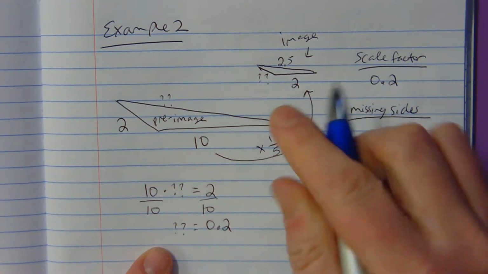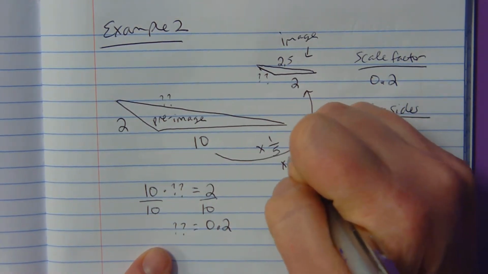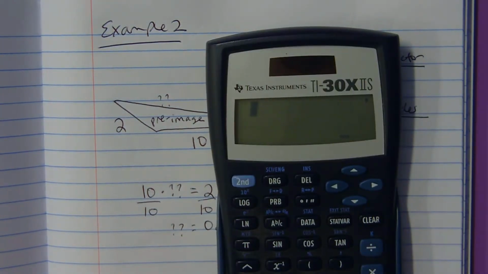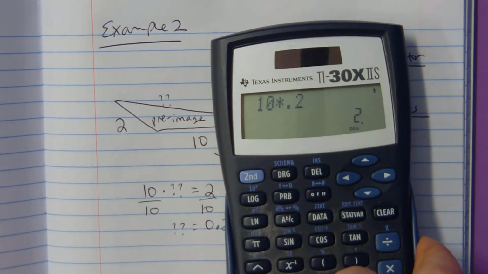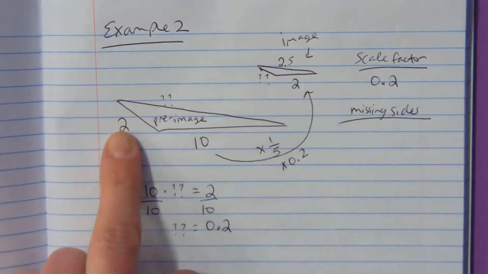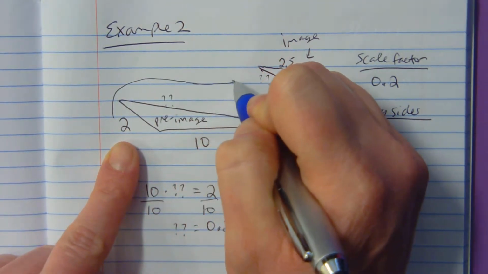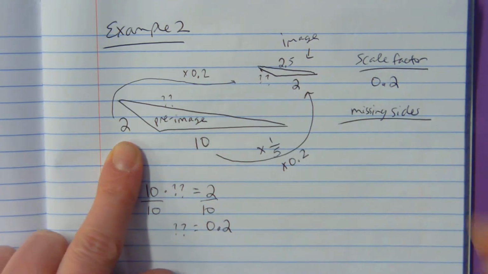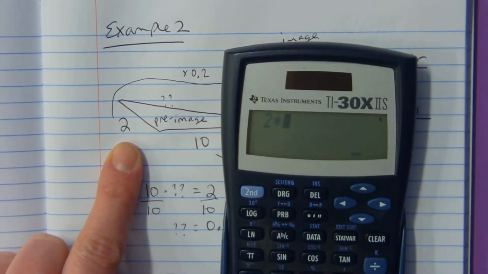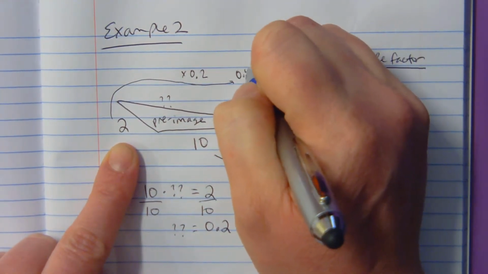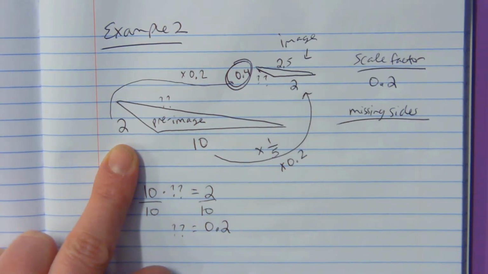So if I go 10 times 0.2, you should get 2. So here's my calculator. 10 times 0.2 equals 2. Ta-da! Gave me 2. And so now I need to find this one. So 2 times, to get to here, 2/10. So 2 times 0.2 gives me 0.4. That's one of my answers.